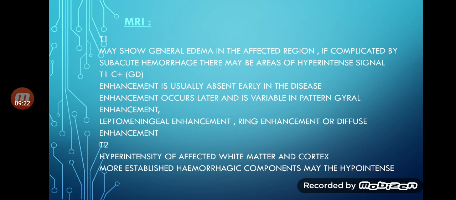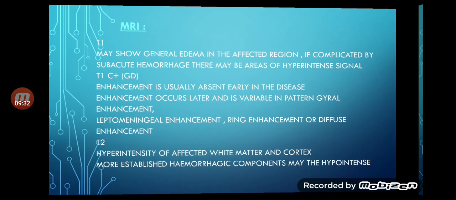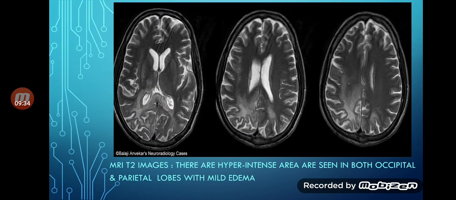There is minimal enhancement, which takes a gyriform or leptomeningeal pattern. On T2, there is mild hyperintensity all over the brain. As we can see in this image, this is a T2-weighted axial MRI showing a hyperintense area involving both occipital lobes, associated with edema of the cortex and medulla.